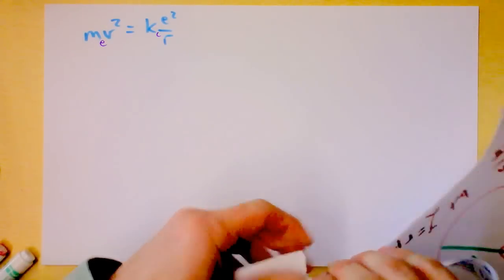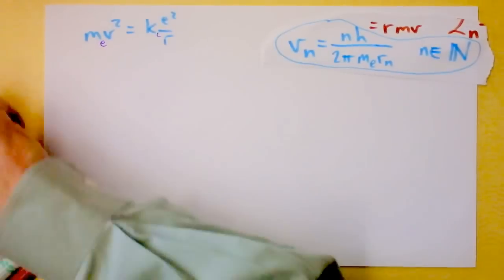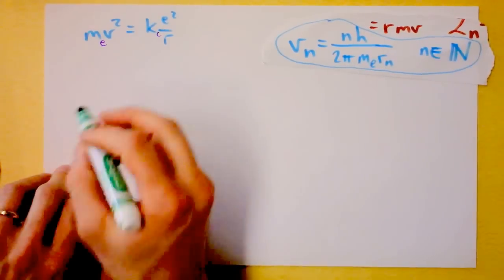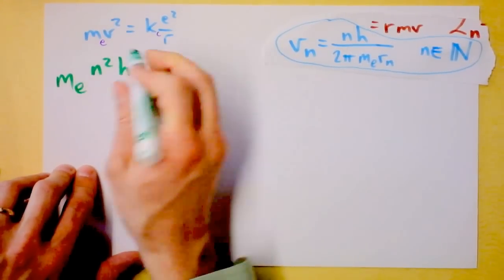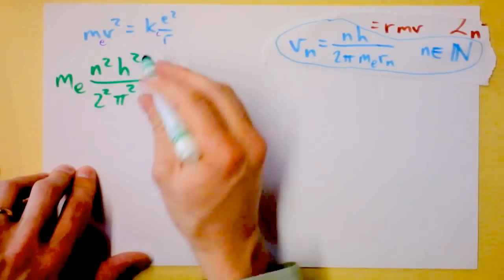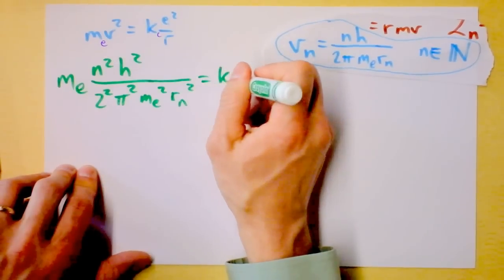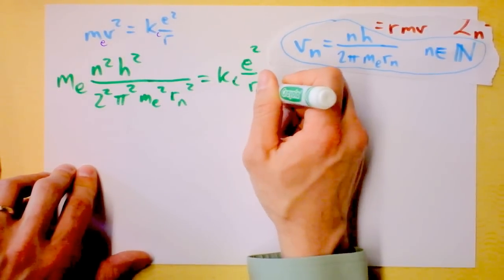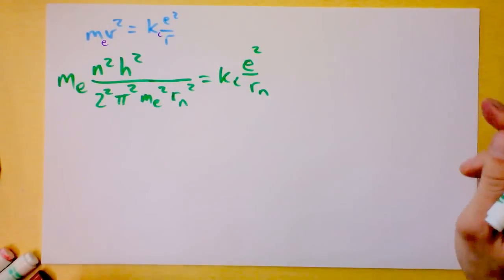Here it is. Sorry for the delay. I'm going to plug this velocity right here into that equation, and it will be a disgusting mess for a moment because I'm even going to square it. I get the mass of the electron times n squared times h squared divided by 2 squared pi squared mass of the electron squared radius of the nth orbit squared equals k c times the fundamental charge of an electron squared divided by the radius of the nth orbit, right? Because I'm talking about the nth orbit, one of these stable, preordained, awesome orbits.